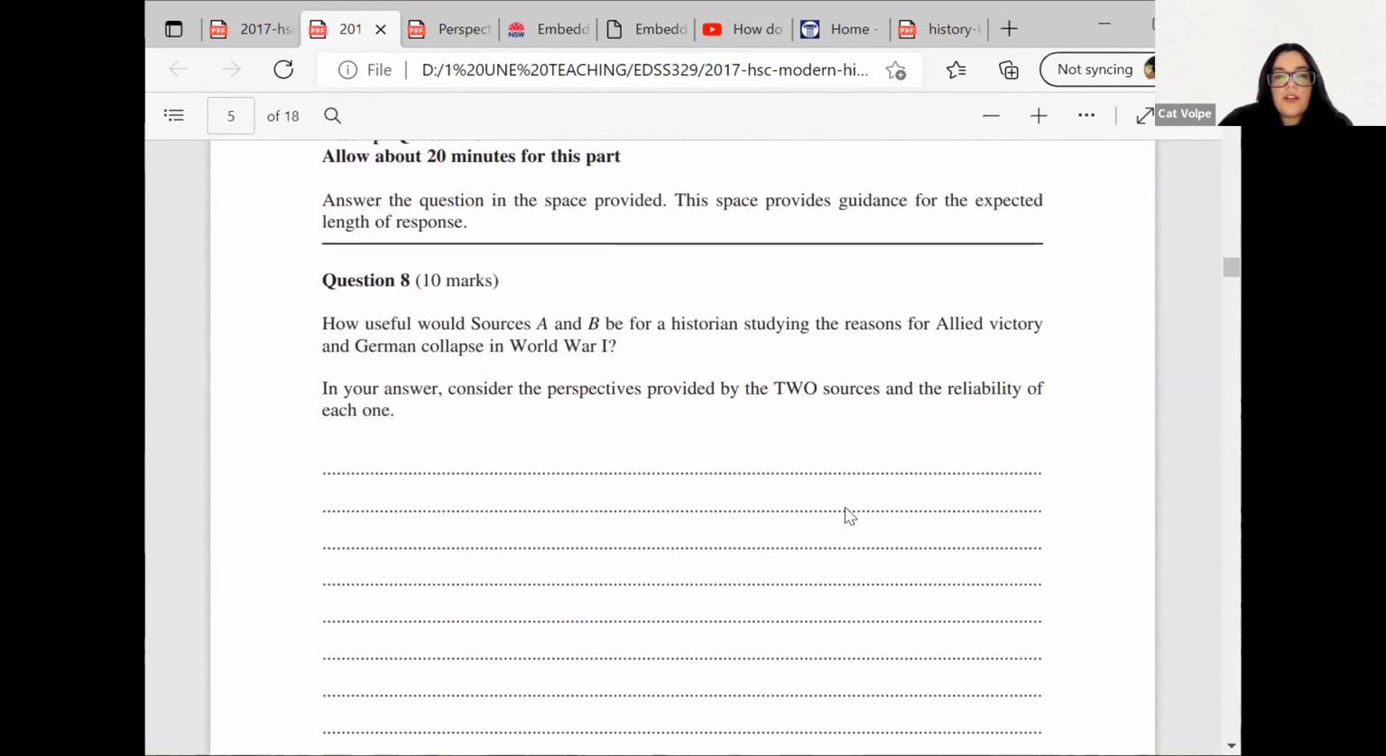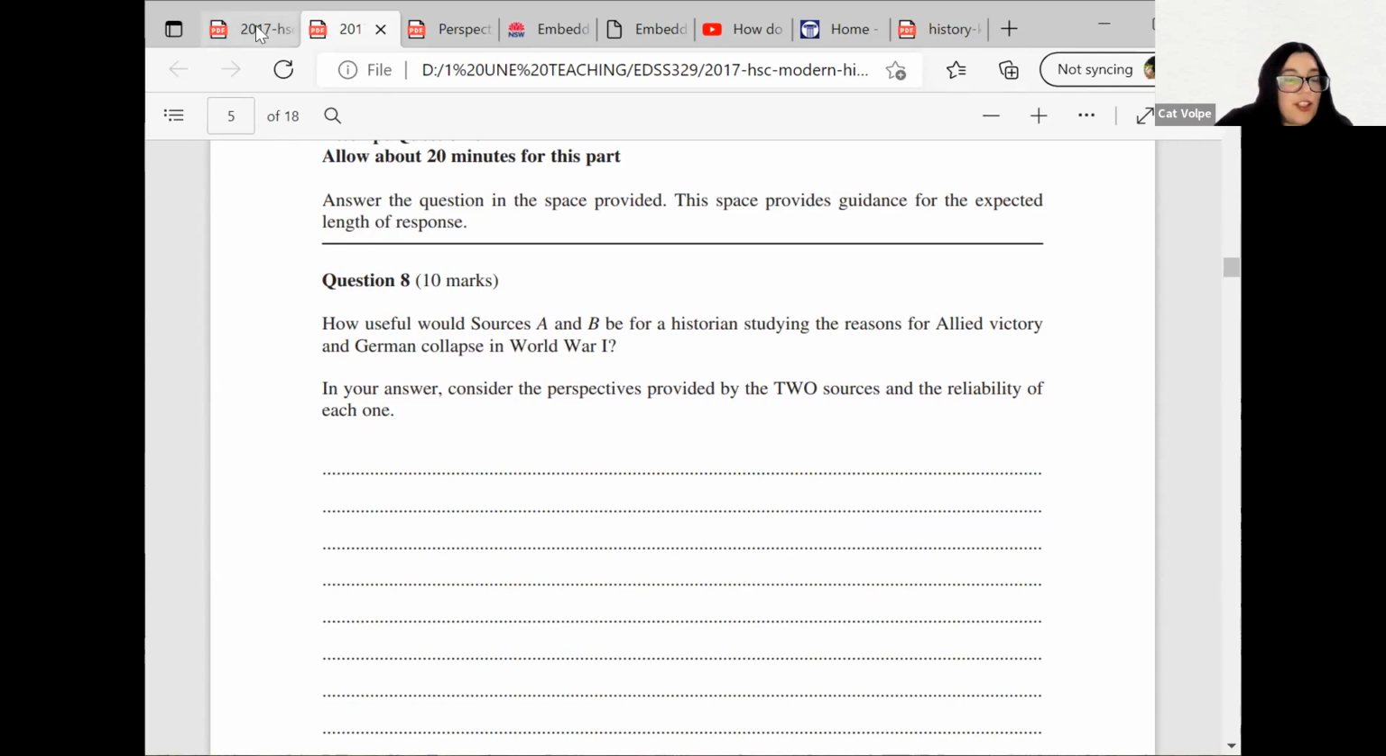Now, if we go up to the question, this is the question that's associated with sources A and B. How useful would sources A and B be for historians studying the reasons for Allied victory and German collapse in World War I? In your answer, consider the perspectives provided by the two sources and the reliability of each one. So we can see some words there that we've been looking at in this lecture. Reliability, okay, considering the perspectives. So that means that in this answer, students would need to go back and look at those two sources and think, is that a reliable piece of information? What perspective is being shown here?